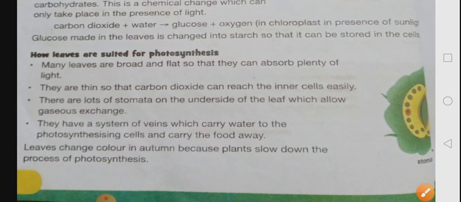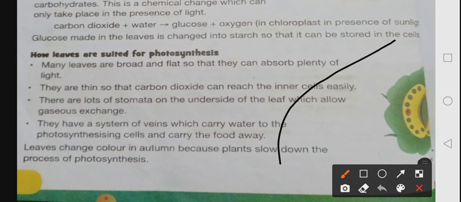How are leaves suitable for photosynthesis? It means the qualities that are present in the leaves help in the process of photosynthesis. The first point is leaves are broad. Leaves broad means they have this wide blade so they can absorb more and more sunlight. Similarly, they have many stomata at the back side so carbon dioxide can enter. They have veins. Now let me explain.